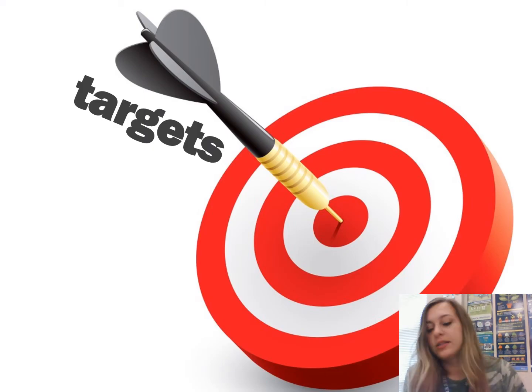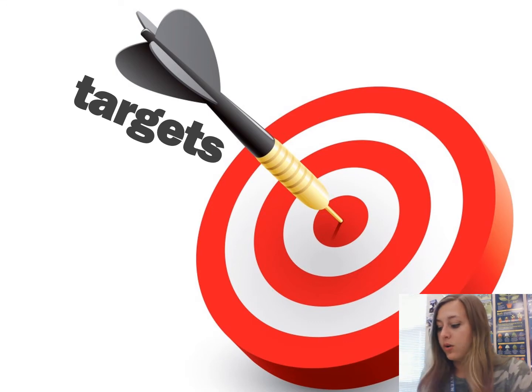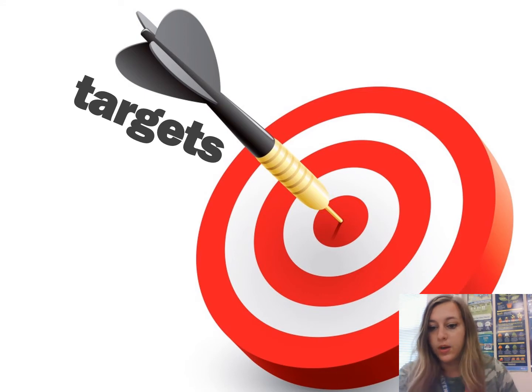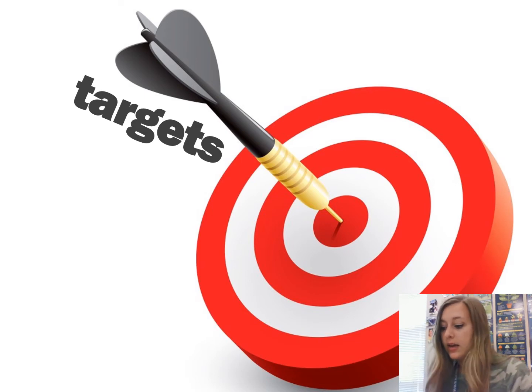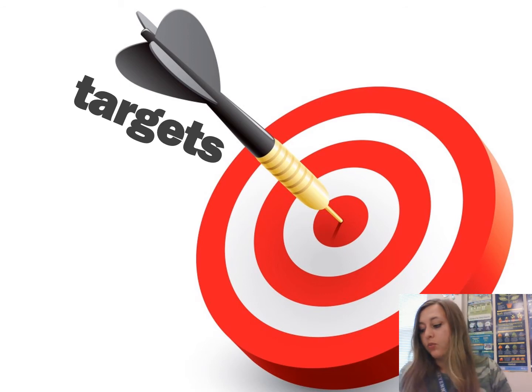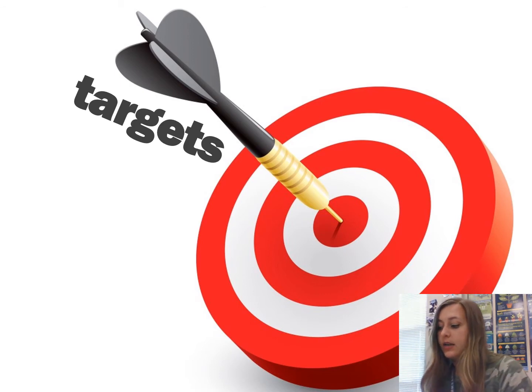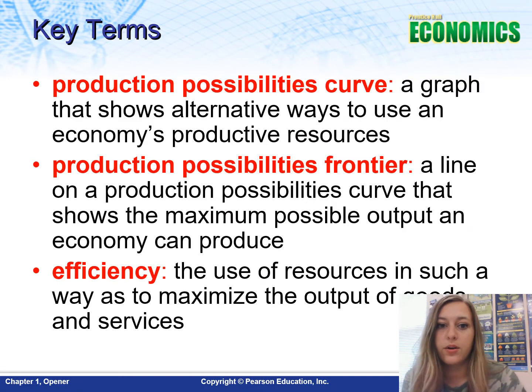So, for learning targets today, I'm going to show you guys some production possibilities curves. I want you to be able to interpret those, understand what the different points on the graph mean, and so forth. You should be able to identify how the PPC shows efficiency, growth, and cost. And finally, you should be able to explain why a country's production possibilities depend on the resources and technology available to that economy. All right, so a quick review here of some of the key terms from this section.